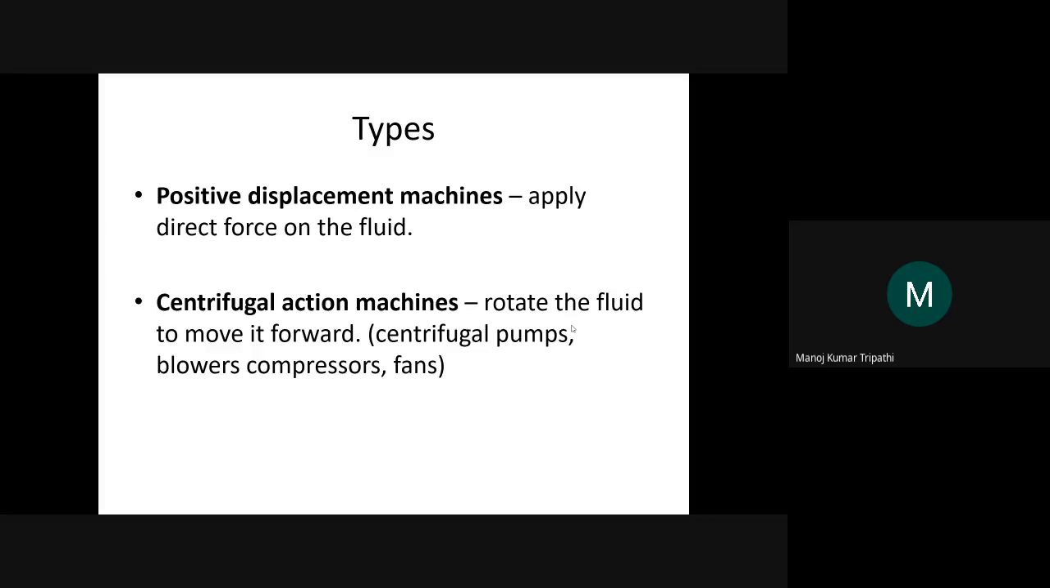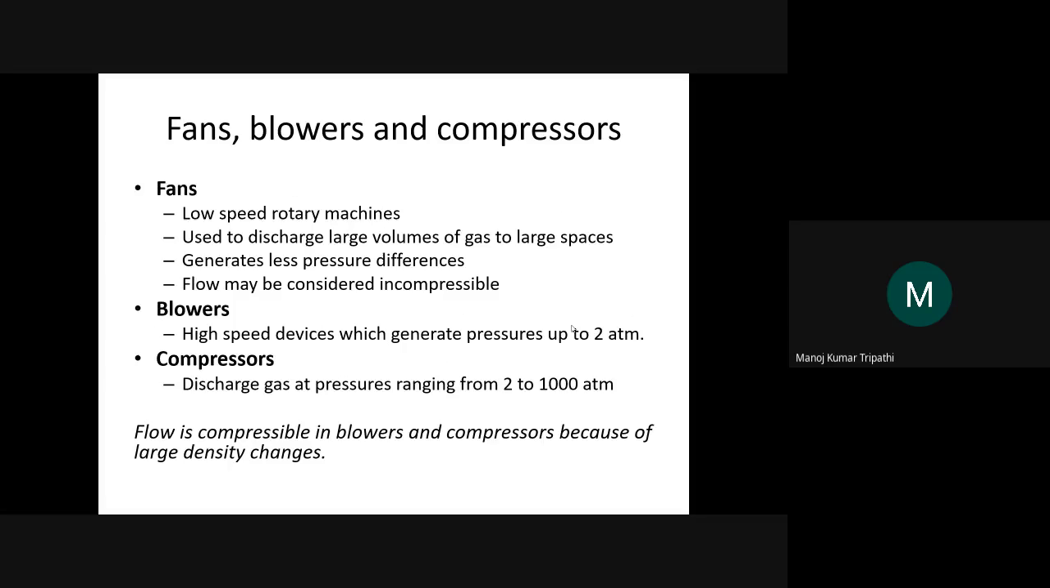Like fans, like we have this ceiling fan, it is rotating and the air gets pushed downwards because of that centrifugal motion. Because the fan blades are specially designed so that that centrifugal force is converted into this straight motion of the air downwards. Okay, so this categorization, fans, blowers, and compressors is as follows.